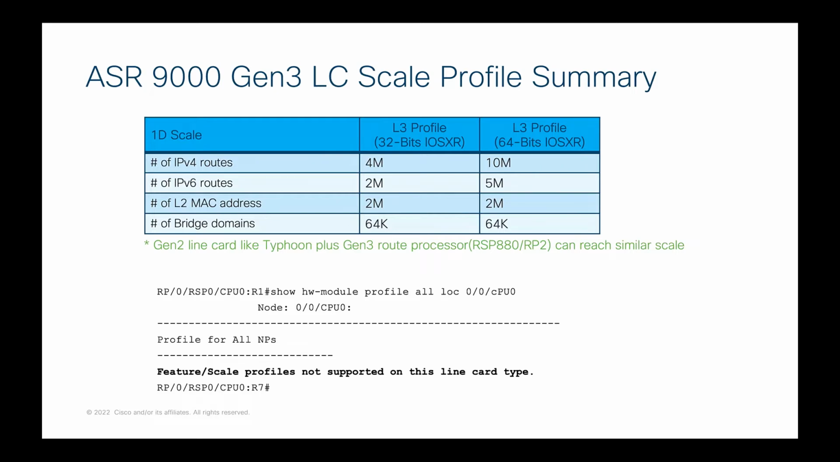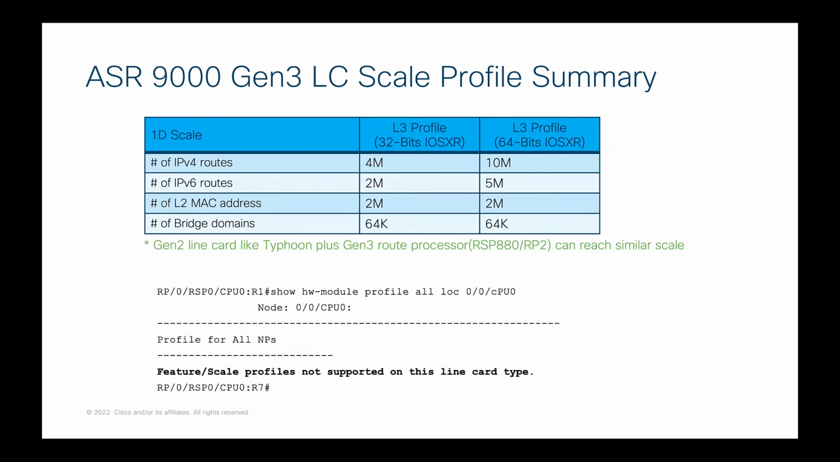There are two reasons why we don't need this scale profile. The first thing first is the system resources already meet the target customer scale demands. Second of all, as you know, generation 3 is kind of a bridging system. It supports both 32-bit IOS XR, and later on we support 64-bit IOS XR.